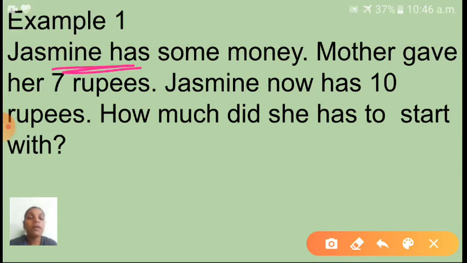Okay, Jasmine has some money. Mother gave her 7 rupees. Jasmine now has 10 rupees. Okay, so first Jasmine has some money. Afterwards mother has given 7 rupees. So now Jasmine has 10 rupees. So your question is, how much did she have to start with? So in the first, how much money she had, that we have to find.